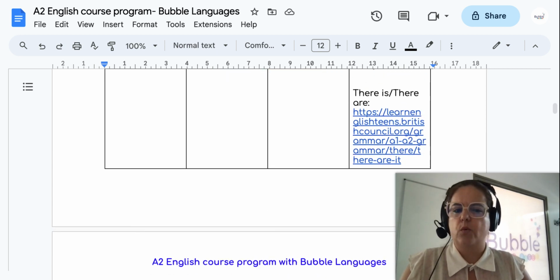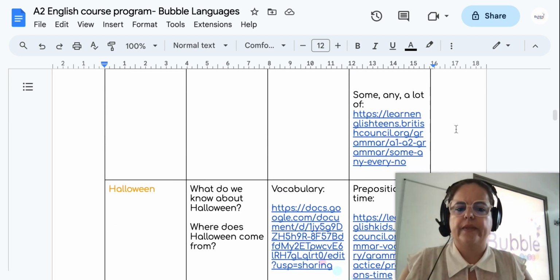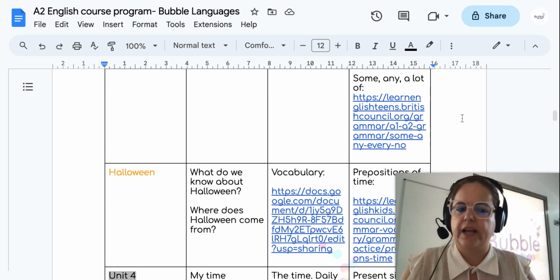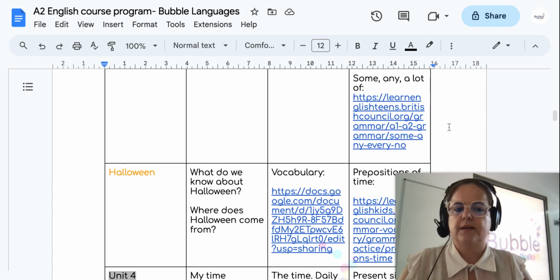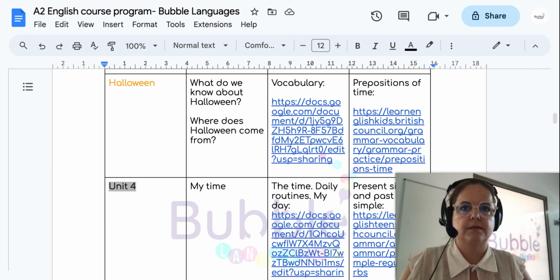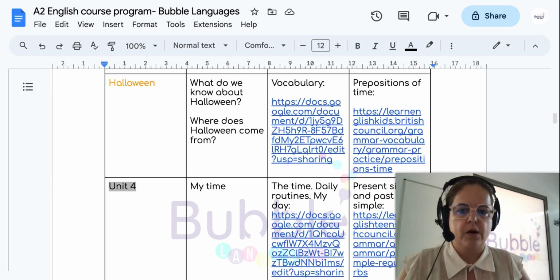There is and there are. What's the difference between the two of them? And then, of course, a lot of for affirmative, negative sentences or interrogative sentences. Festivals, I only included Halloween, Christmas, and Easter. I could include so many more, like Thanksgiving, like Guy Fawkes, bonfire nights, and so many other things, but this is what I've done so far.